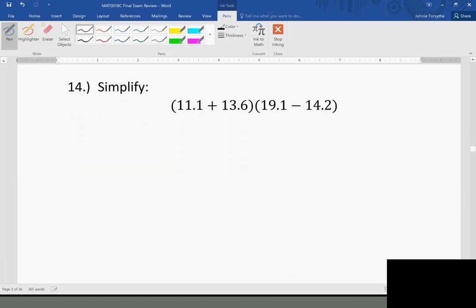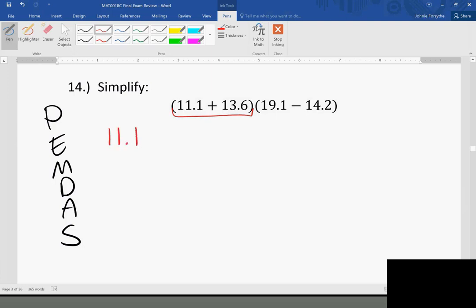All right, so now simplify. So parentheses 11.1 plus 13.6. All of that is being multiplied by 19.1 minus 14.2. So following order of operations, let's simplify in the parentheses first. So let's start with the first set of parentheses. So I'm going to line it up vertically. 11.1 plus 13.6. So when you're adding decimals, we need to line up the decimal points.